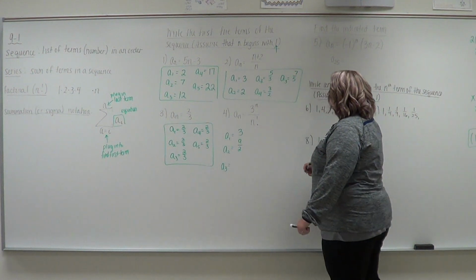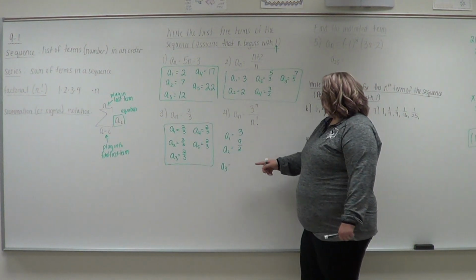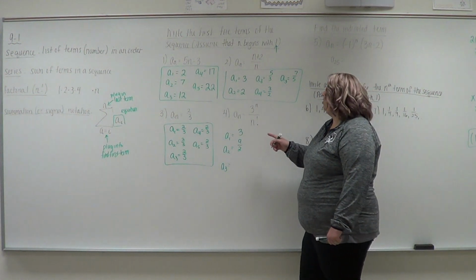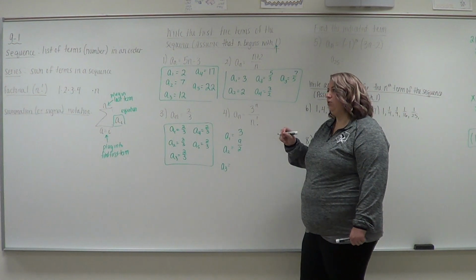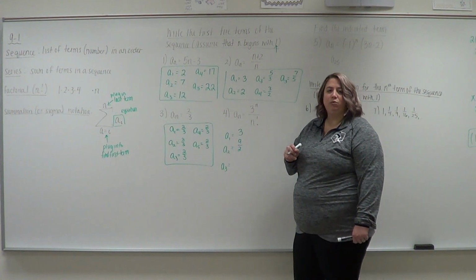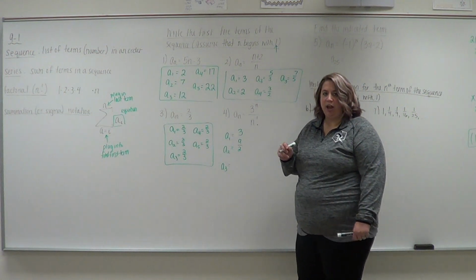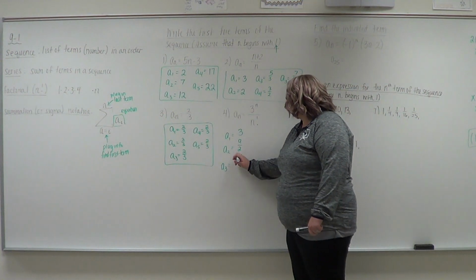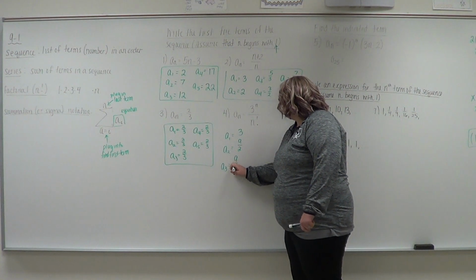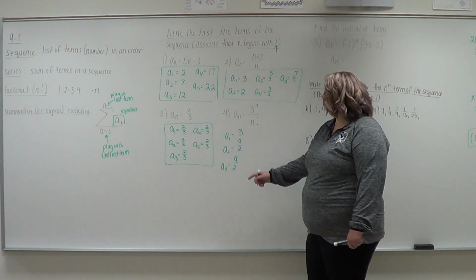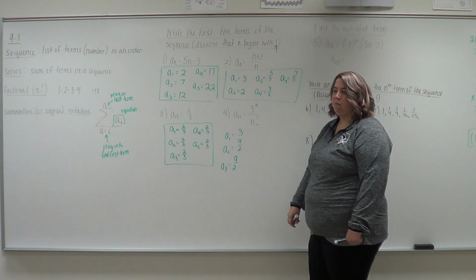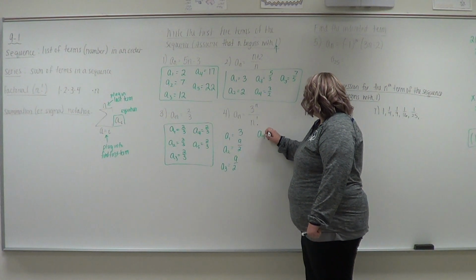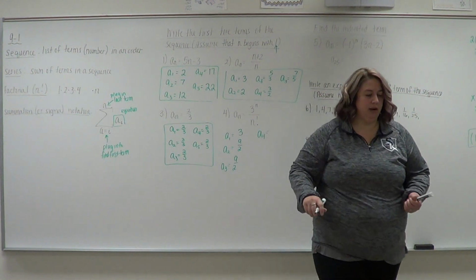Find A3. 3 to the third is 27. And then 3 factorial, that'd be 3 times 2 times 1, so that's 6. And if you just want to use the buttons on your calculator, you don't have to do it in your head. So 27 divided by 6, well those are both divisible by 3. So that's 9/2. That's okay that these are the same number.